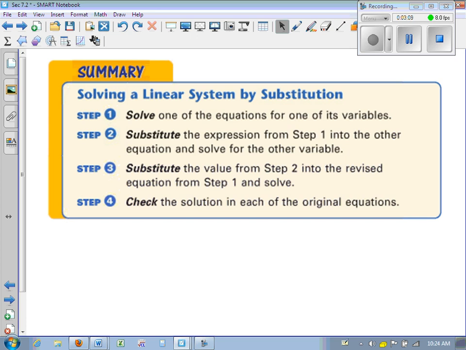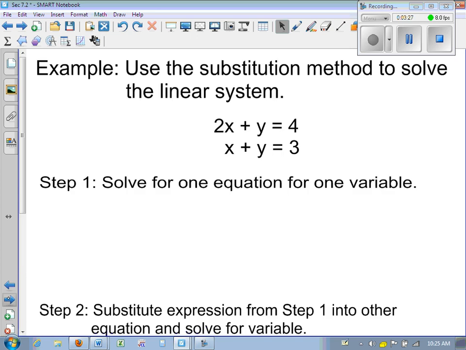Okay. So I did step 1 for you before. You did step 2 and 3. Now we want to look at you doing all 3 steps. So the only thing that's really different from what you've already done is step 1. It's the only thing new that we're adding. Okay, and I've kind of laid out the steps here. So, use substitution to solve. So here's our equation. 2x plus y is 4, x plus y equals 3.